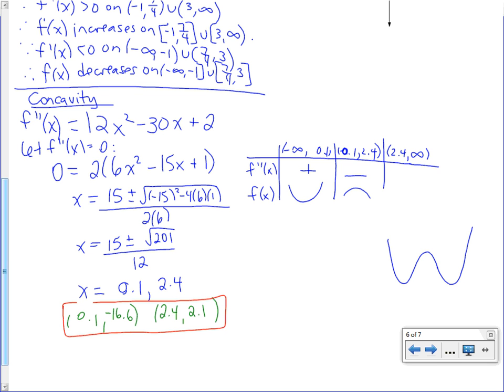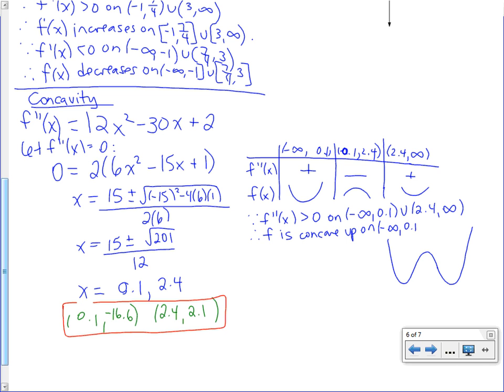So that was our troubleshooting. You guys look at all the problems that showed up because we messed up on a negative. Okay, so just be careful, right? And then this is positive. So there's my concavity. Since f double prime of x is greater than 0 on negative infinity to 0.1 and 2.4 to infinity, therefore f is concave up on negative infinity to 0.1, 2.4 to infinity.